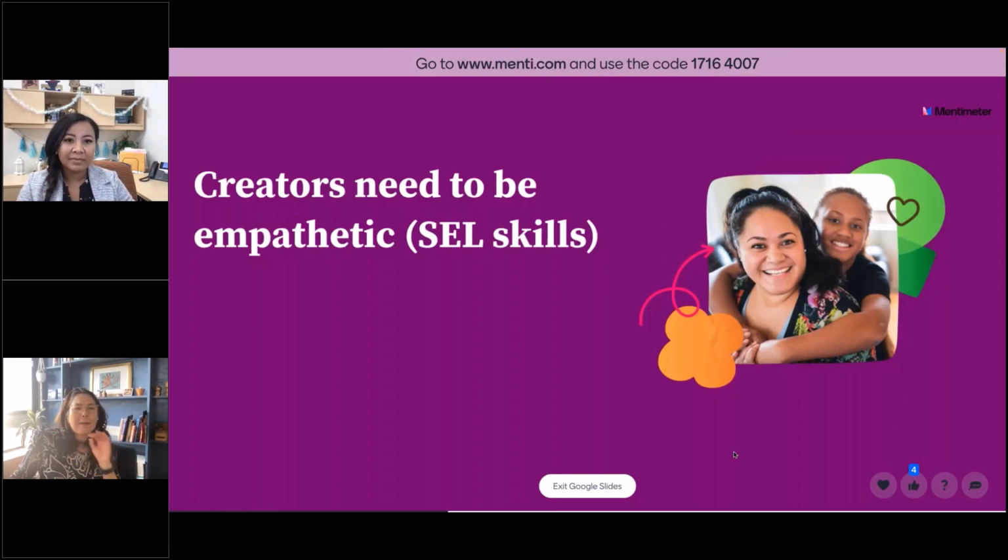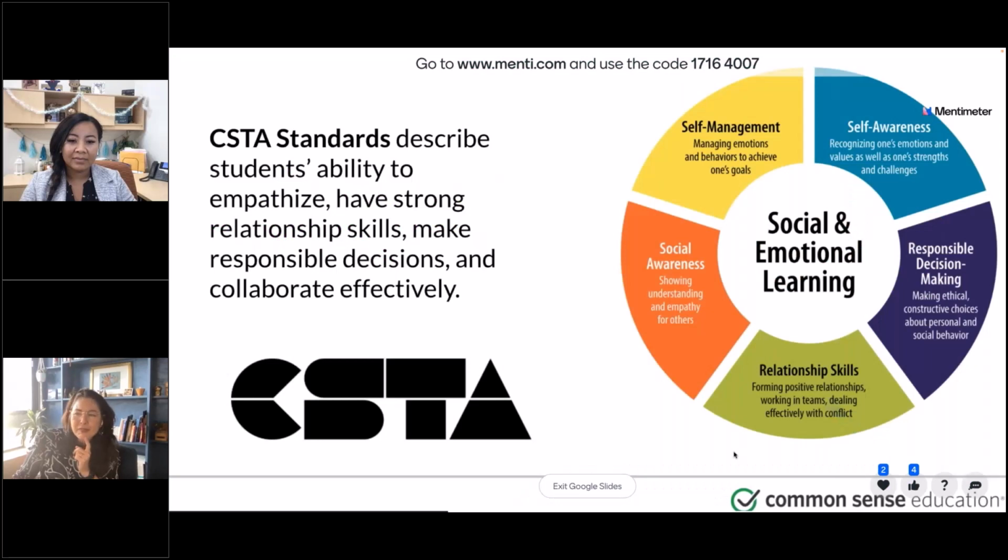Creators need to be empathetic, right? It's part of the whole design process. Number one, empathy. When you design, when you create, you need to be empathetic. And we really have a focus here on SEL skills. A lot of these pieces that I'm going to show you in the next few slides and the CSTA standards describe students' ability to empathize, have strong relationship skills, really be able to make those good decisions.